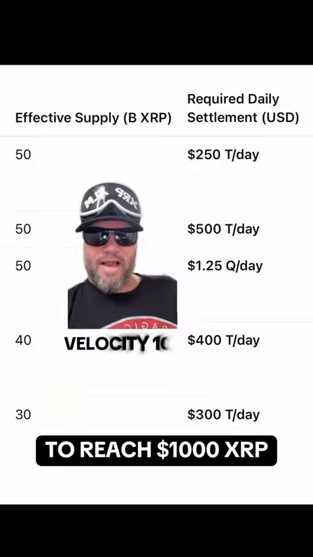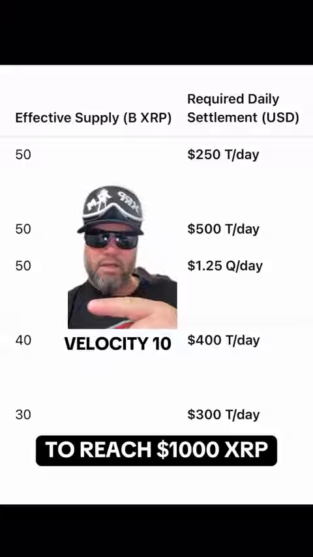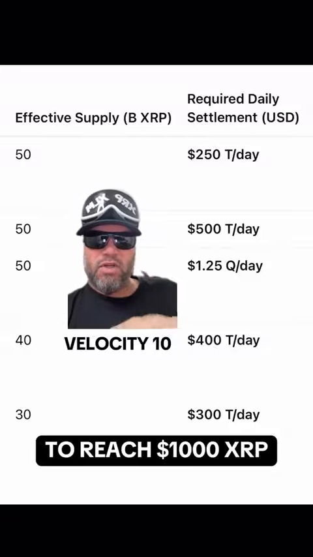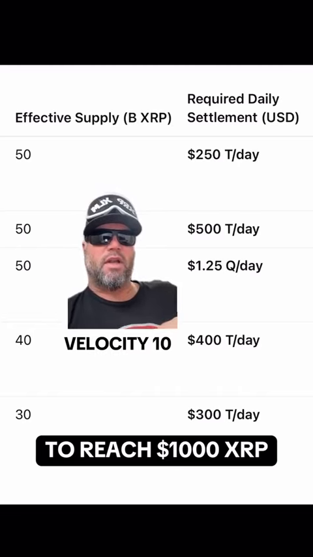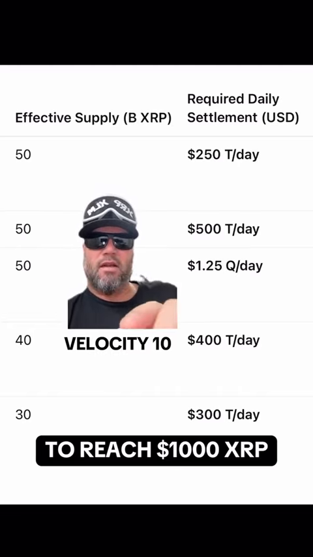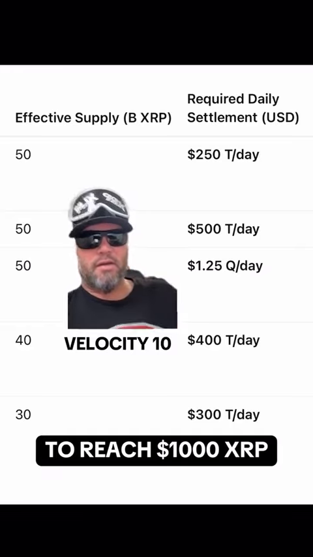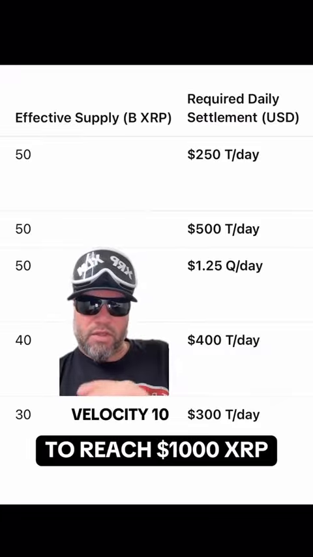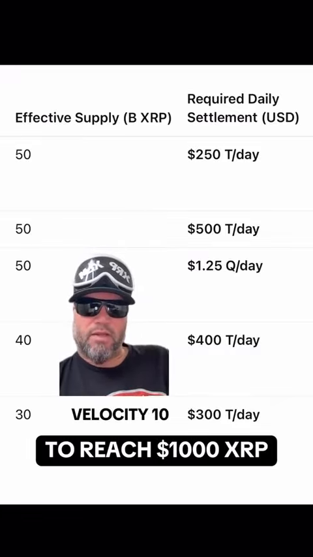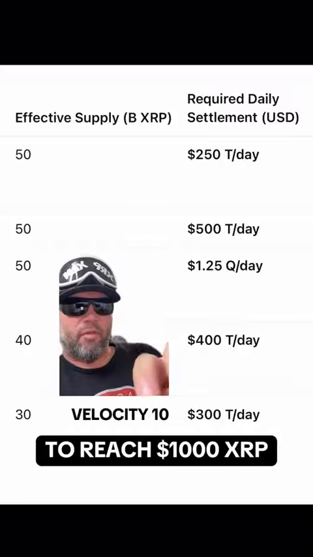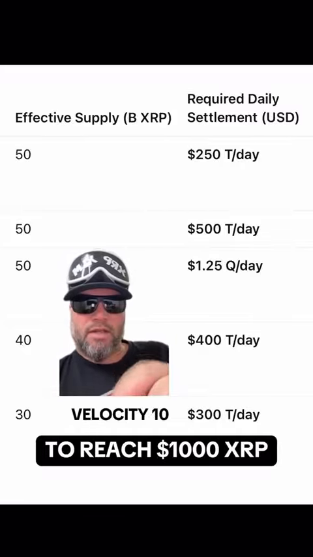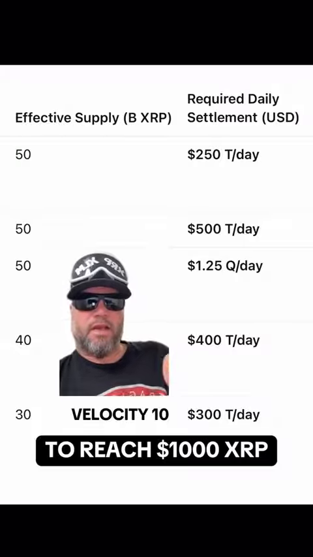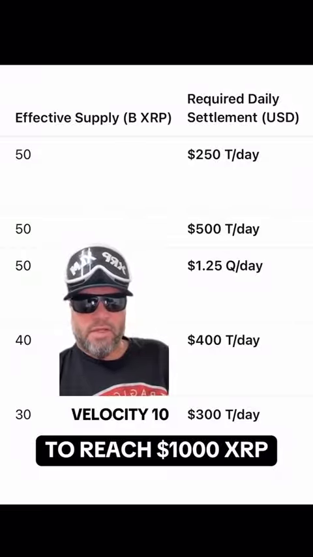Number 4, below my massive pectoral muscles, we have a velocity of 10, which is an average, and a circulating supply of 40 billion. We're going to need $400 trillion a day. As you can see, the circulating supply has gotten a little bit less, so the price is going to go a little bit higher. And finally, with a velocity of 10, which is again about average, and a 30 billion XRP circulating supply, we're going to need about $300 trillion a day to reach $1,000 XRP. And the circulating supply goes down over years because it's getting locked up for many different reasons.